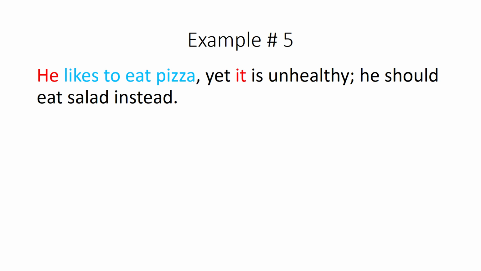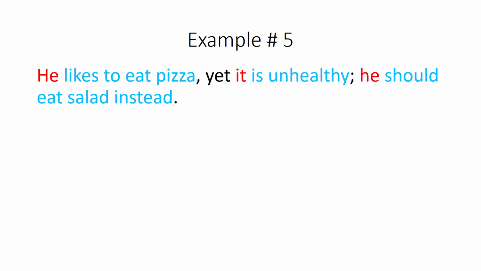It is the next subject, is the verb, is unhealthy is the predicate, so it is unhealthy is a second independent clause. He is the third subject. Should eat, again, the word should has to be followed by another verb. So should eat is our verb. Salad is our object, so should eat salad instead, that's the predicate. You have three independent clauses in this sentence.